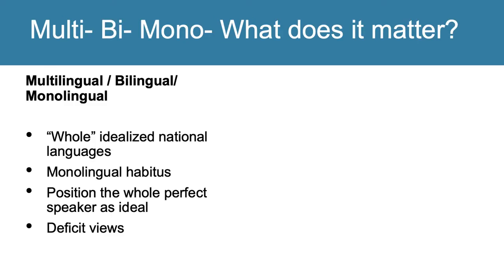Terms such as multilingual, bilingual, and monolingual refer to whole, idealized national language packages, in a sense, meaning that a person who speaks a whole perfect package of a language, such as English, is idealized and considered the norm. From this perspective, these views position the whole perfect speaker as ideal and don't really take into consideration the diverse, dynamic ways that speakers enact their communication in context, and it perpetuates deficit views of the learner.